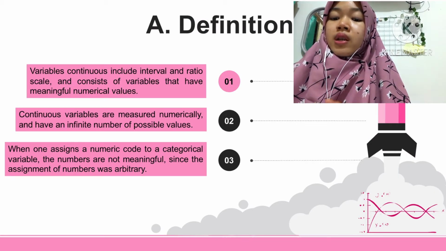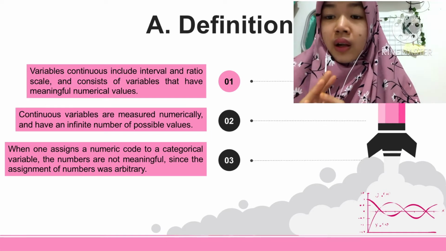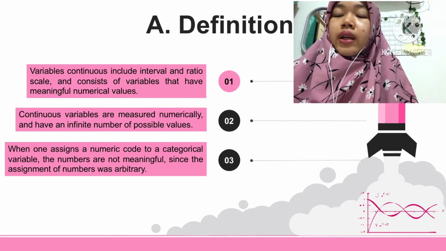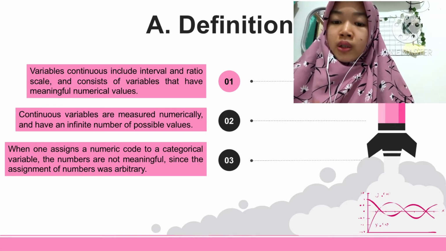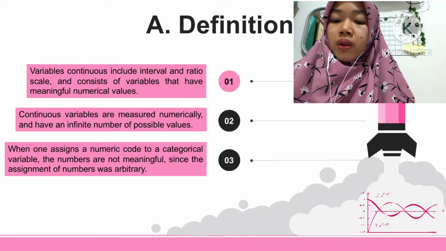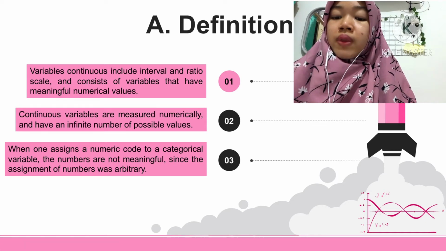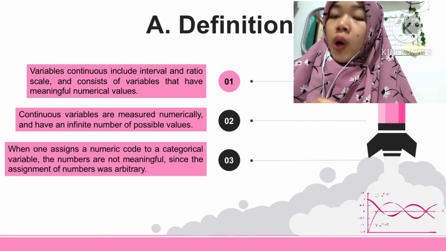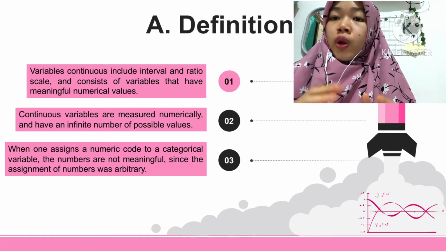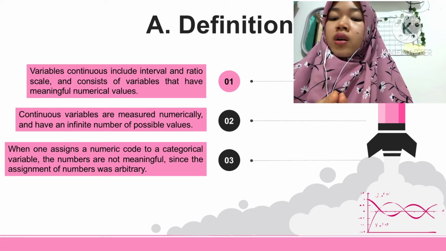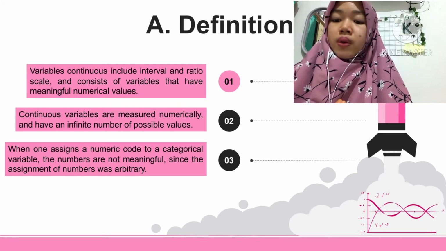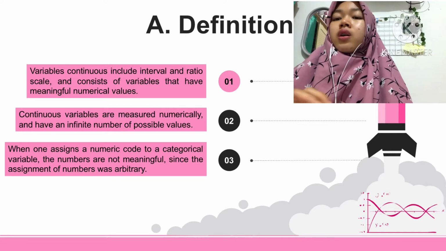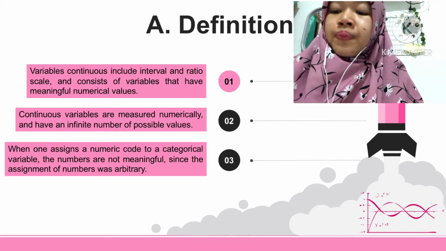Continuous variables include interval and ratio scales and consist of variables that have meaningful numerical values. Continuous variables are measured numerically and have an infinite number of possible values. When one assigns a numeric code to a categorical variable, the numbers are not meaningful since the assignment of numbers was arbitrary, or in Indonesian, the rata-rata.